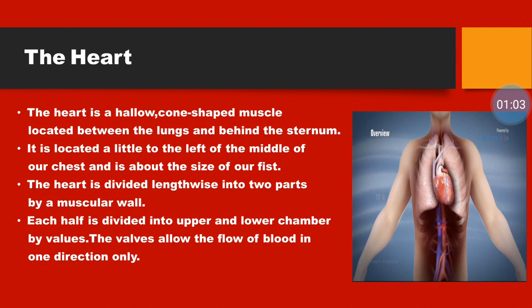The first one we have is the heart. Children, the heart is a vital organ in our body and it sustains life, isn't it? If the heart stops working, the person is dead. So it is a very important organ in our body. Now, how does the heart look and where is it located in our body?